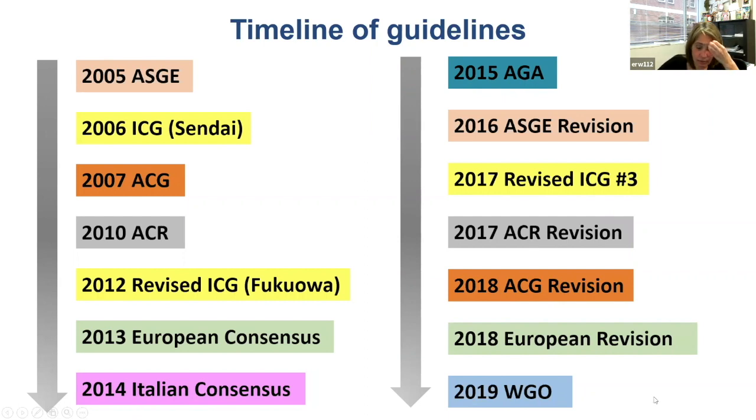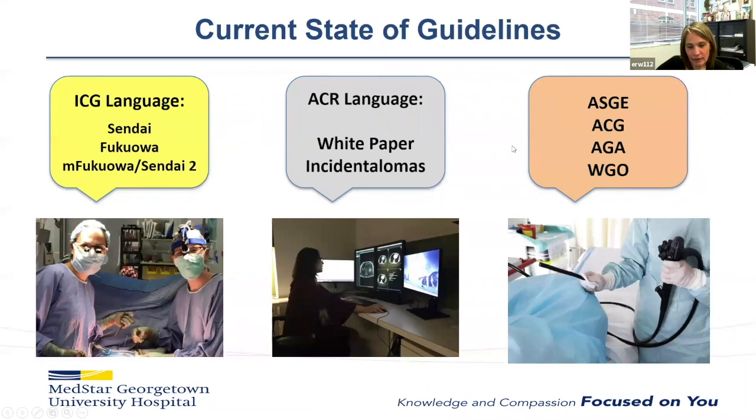So when people say, oh, the guidelines told me to do it, the question is always, well, what guideline, and how did you pick it, and how do you think about this? So right now I would say in many organizations, we sit somewhere like this where the surgeons are talking about these guidelines, modified Fukuoka, Sendai, et cetera, really using ICG language. The radiologists are frequently still citing the white paper, incidentalloma papers that they published most recently. And I think that's often what you see in reports. And then the GI groups are talking about one of these, ASGE, ACG, AGA, or the WGO. And so this can put us all on a little bit different page, and it's pretty confusing to patients and I think also to trainees.